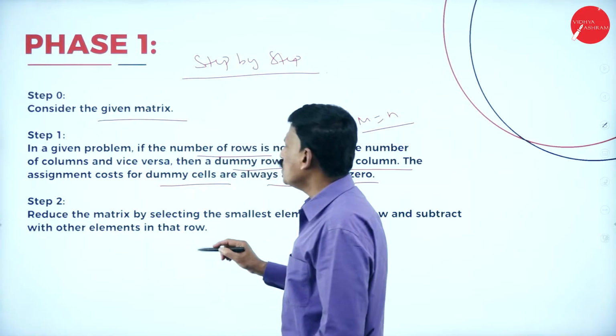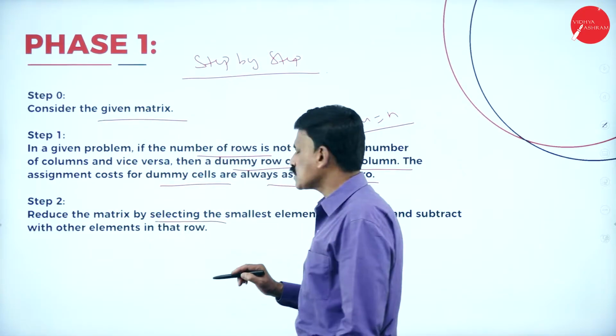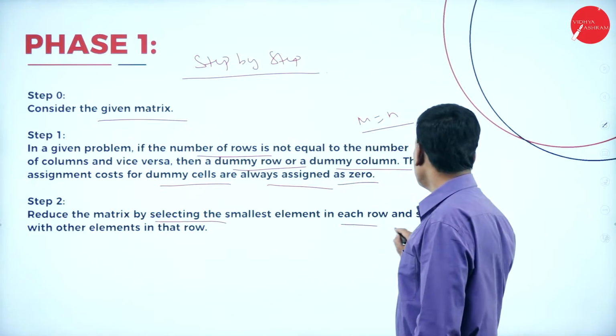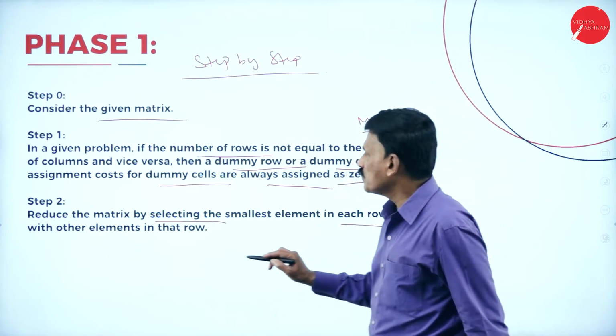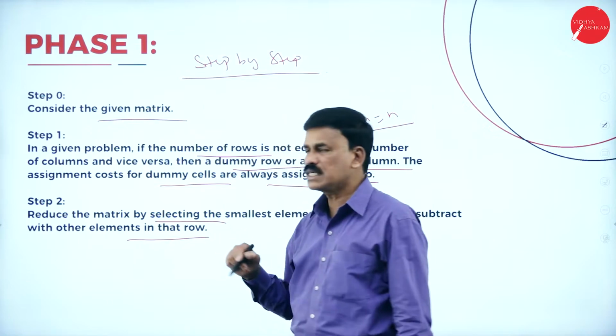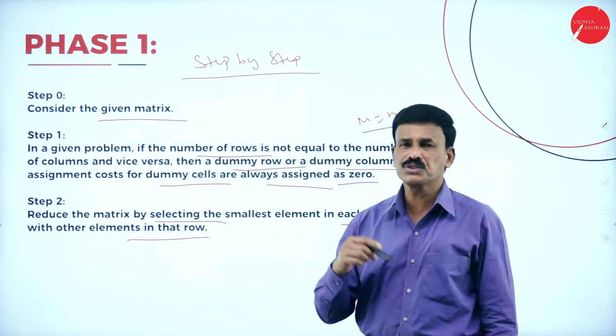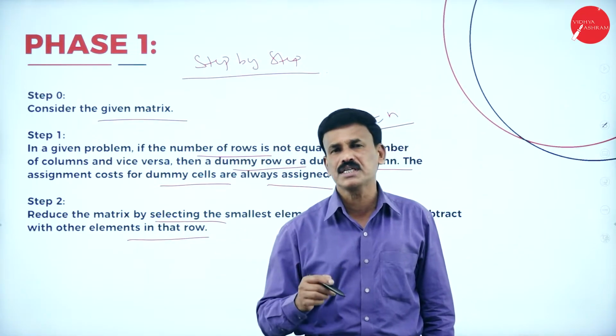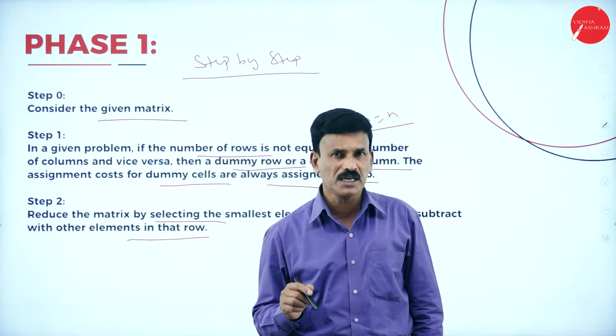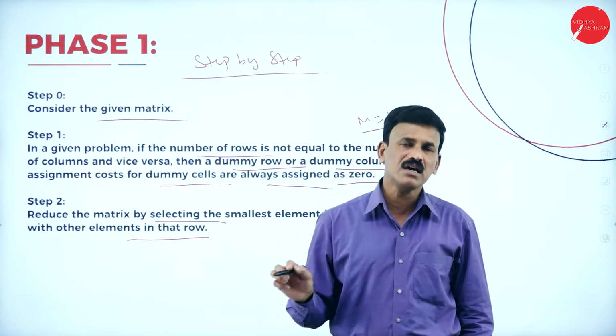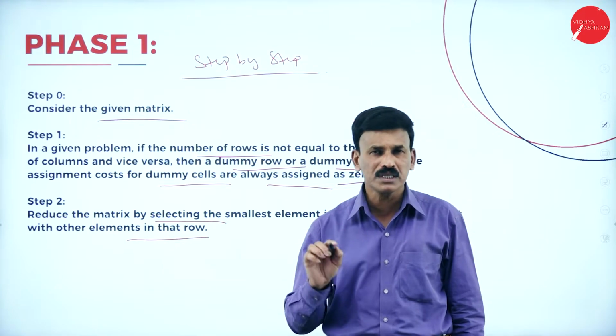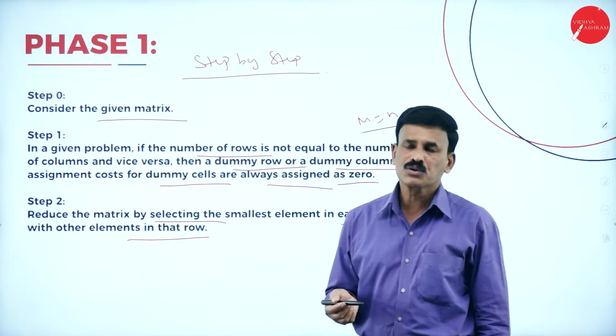In step 2, reduce the matrix by selecting the smallest element in each row and subtracting it from the other elements in that row. That is called the row reduction. In row reduction, just select the least element and subtract it from each and every element of that particular row.